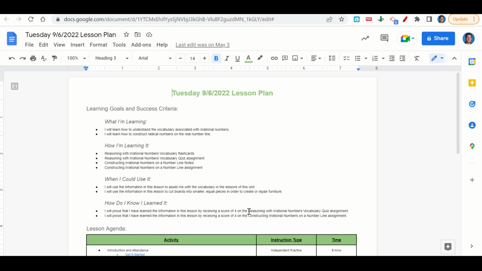How do we know we learned it? By getting a score of 4 on the reasoning with irrational numbers vocabulary quiz assignment and a 4 on the constructing irrational numbers on a number line assignment.